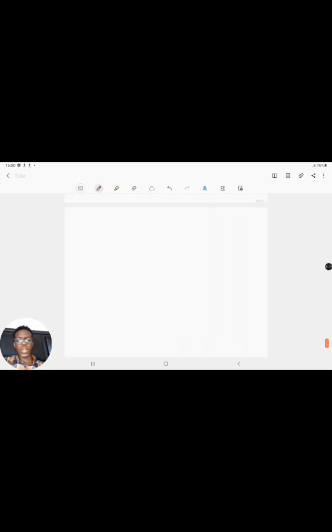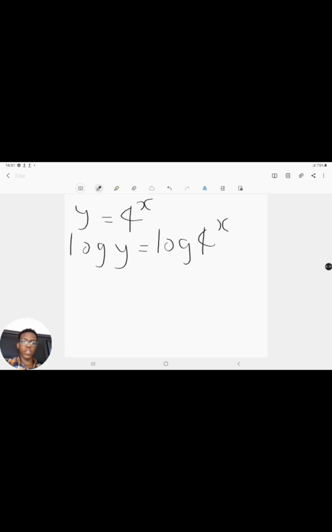When I was finding the equation of an exponential inverse earlier on, I had some values. Let's use another value now. y is equal to 4 to the power of x. Now, since this is my exponential function, if I have to find the inverse of this, we know that we're going to have to use logarithms. So I'm going to add logs here. This is log y is equal to log 4 to the power of x.